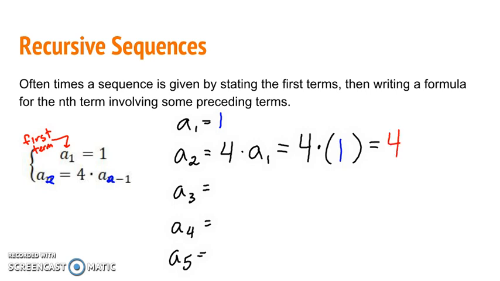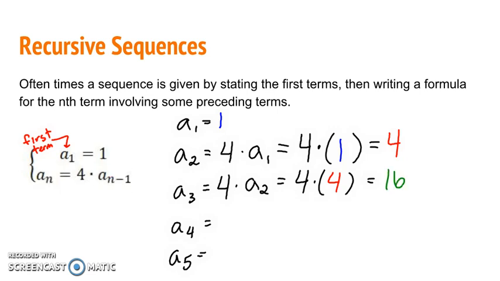Then next I'm looking for a sub 3. They've got a 3 plugged in here for n, which means I need to have a 3 plugged in here. So I'm looking for 4 times a sub 3 minus 1, and 3 minus 1 is 2. So I'm looking for a sub 2 there. So this is going to equal 4 times a sub 2, and from looking at our previous work, I know that a sub 2 is 4. So I'm going to plug a 4 into this formula, and 4 times 4 equals 16.